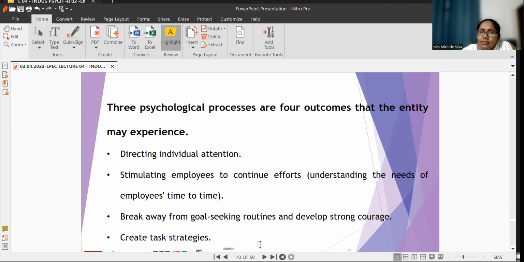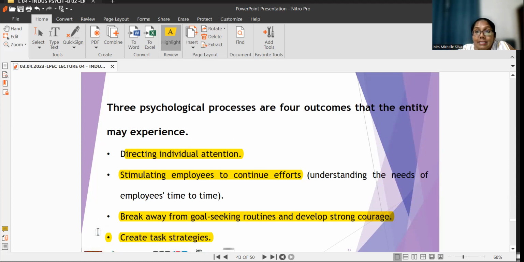So there are three psychological processes, and basically there are four outcomes of this motivation. Basically, directing individual attention and stimulating employees to continue effort, break away from the goal-seeking routine and develop strong courage, because we have to provide strong courage, and create task strategies. We have to provide different kinds of strategies to do their job in an easy manner.